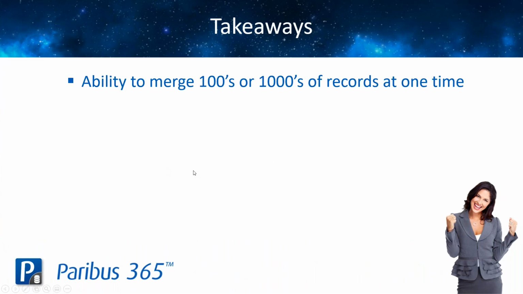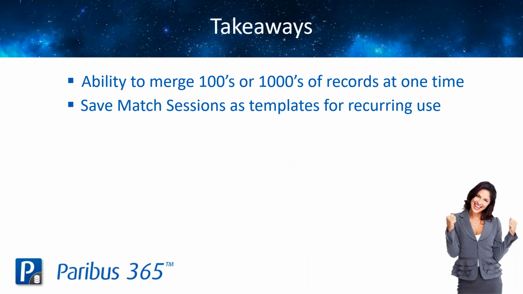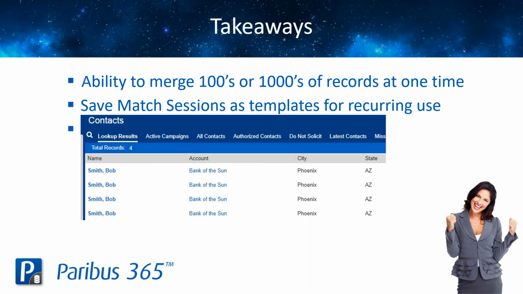So from the takeaway standpoint, obviously the ability to merge hundreds or thousands of records at one time. We can save those match sessions as templates and just continue to cleanse our data on a periodic basis, whatever meets your needs. And of course, the real important thing now is where we had all of these Bob Smiths, right? And as a user, I'm frustrated. Mr. Smith is unhappy that I can't find information that he's calling about. Of course, we now have that one single master golden record that is even better than it was before, with all the data coming from the duplicates over, okay?